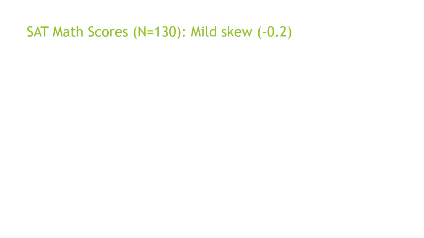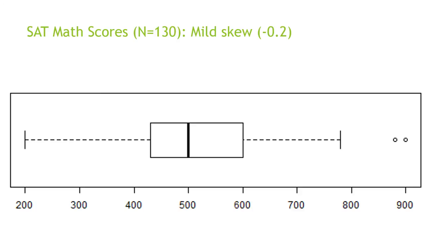Here are some SAT math scores. The N is 130, which is kind of in the big range for social sciences, but not so big that it can withstand any kind of craziness. A very mild skew, negative 0.2. So that made a difference of 4 points on the SAT score. And the SAT range is actually 700 points.